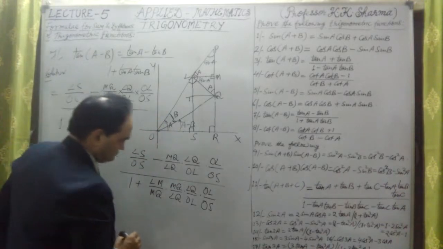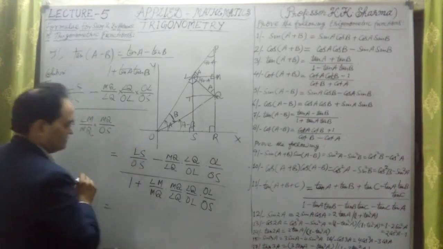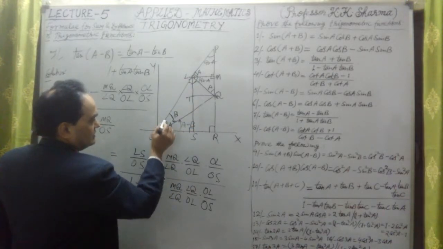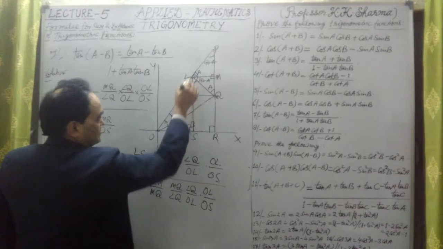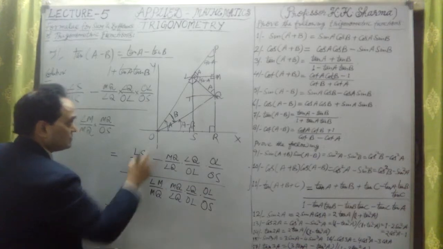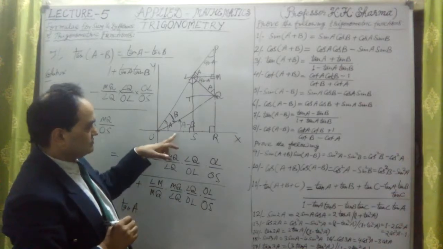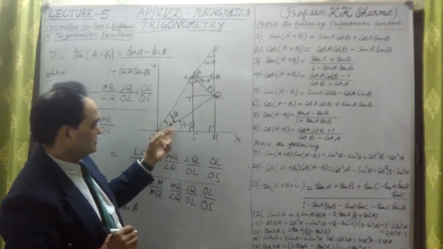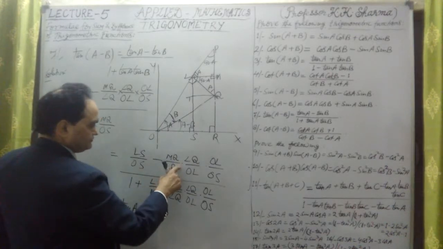Now see here, what are these values? Ls upon OS, this L, not angle but Ls. What is Ls? Ls is perpendicular in triangle LOS with angle A. Ls is the perpendicular, OS is the base. Perpendicular upon base is tan A. This is tan of angle A, try to understand. In this right triangle LOS, Ls perpendicular upon base is tan A. Okay, minus sign. Keep here.